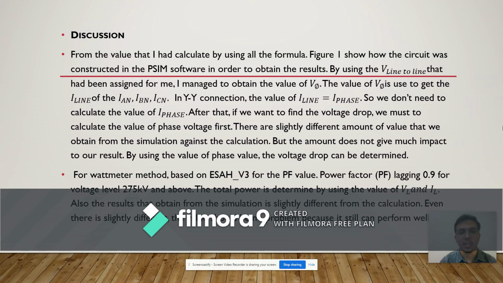For wattmeter method, based on ESA V3 for the PI value, which is power factor, power factor lagging 0.9 for the voltage level 275 kilovolt and above. So the total power is determined by using the value of VL and IL. Also, the results obtained from the simulation are slightly different from the calculation. Even though there is slight difference, the value should be no problem because it still can perform well.